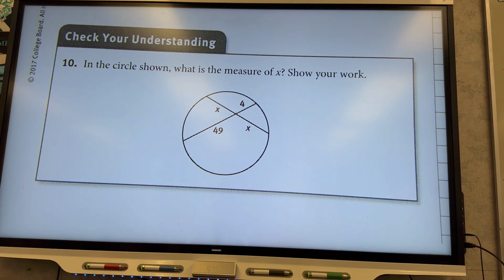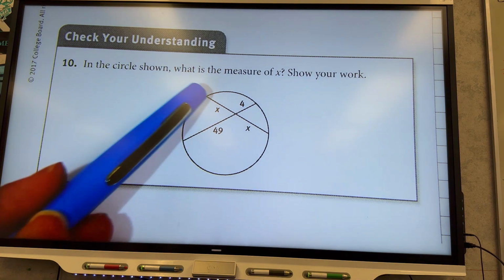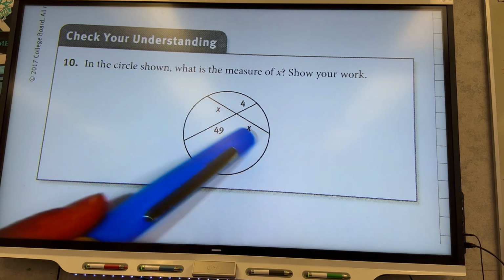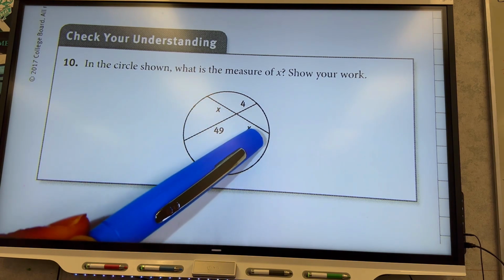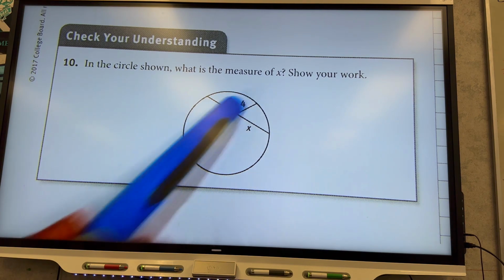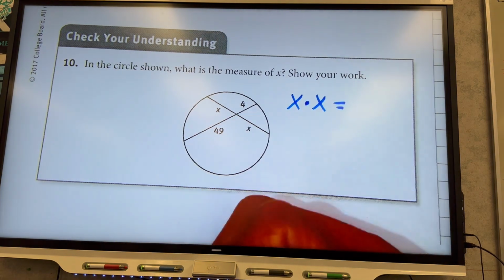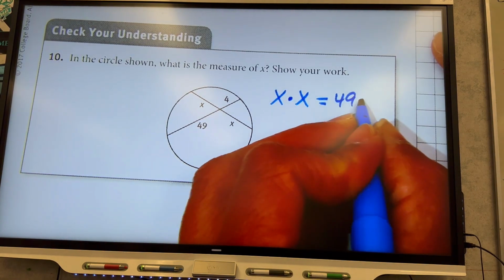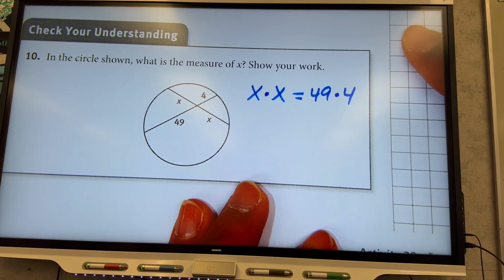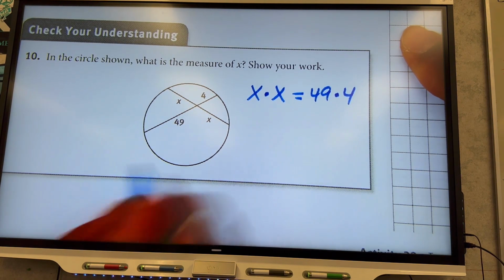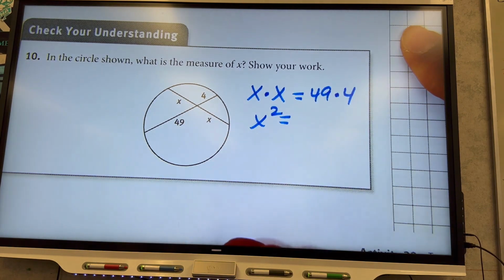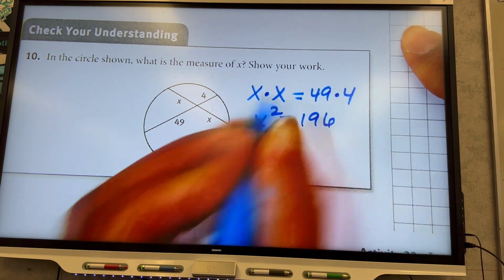In the circle shown, what is the measure of x? We just learned how to handle this. We've got two chords here intersecting, making 4 pieces. I could take the 2 pieces of one, multiply them together, and set it equal to the other 2 pieces multiplied together. So I can have x times x equals 49 times 4. What is x times x? X squared. Anyone know 49 times 4? Oh, 196, thank you. That's a special number.